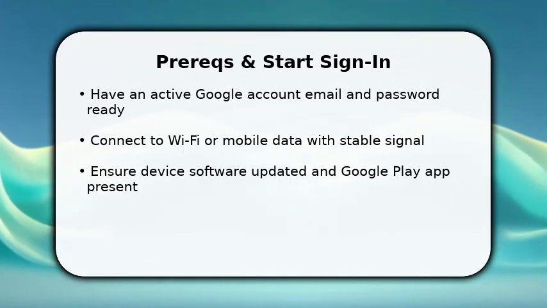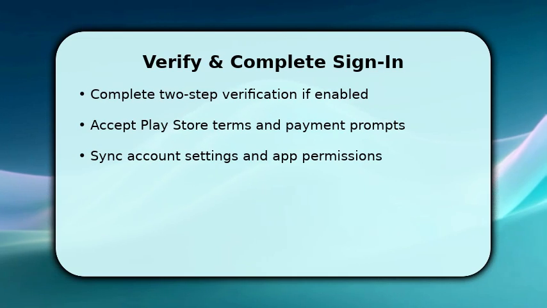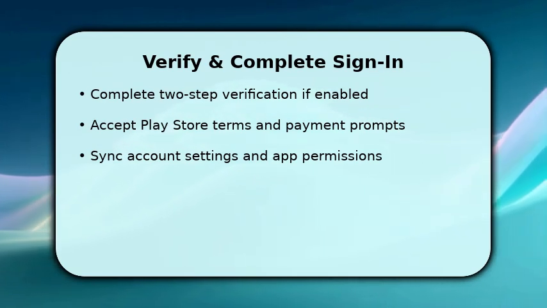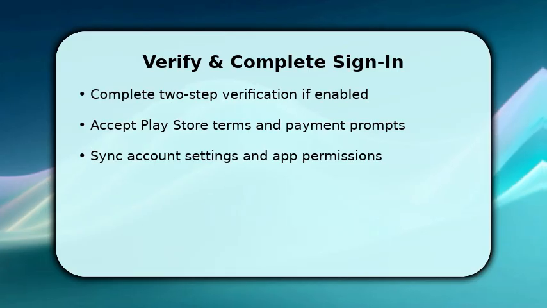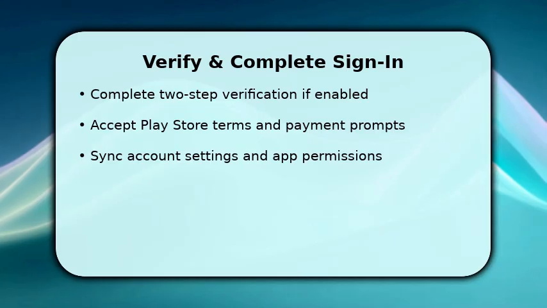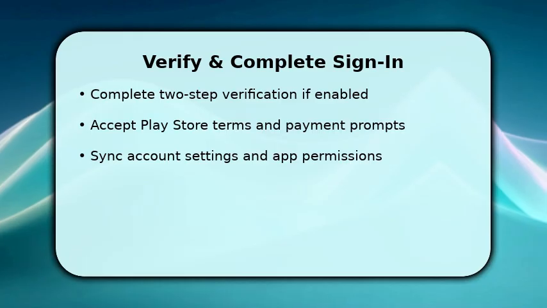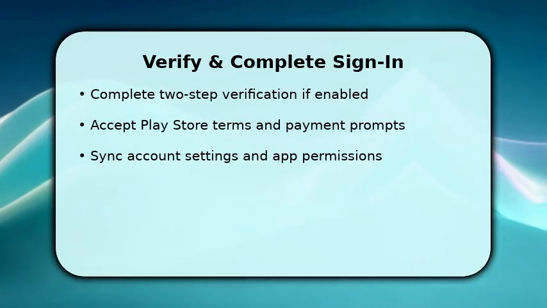After selecting an account, you might need to verify identity. Enter a code from Text, Authenticator, or approve the prompt on another device. Make sure to read and accept Play Store terms and any payment setup prompts. You can skip adding a payment method if not needed. Then grant required permissions for syncing contacts and apps.